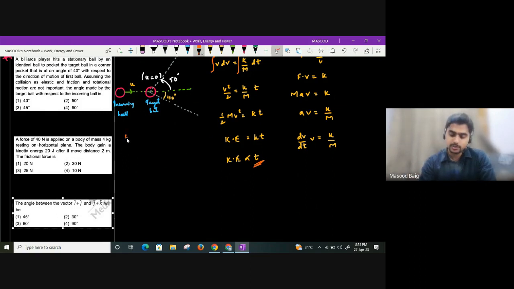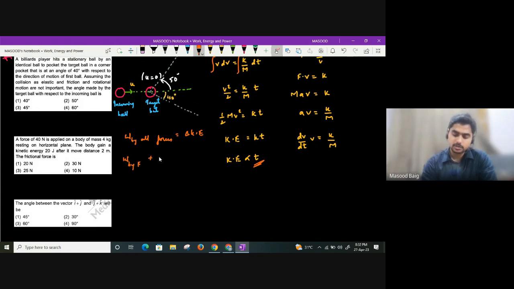So what I can use, beta? Work done by all forces will be equal to what? Change in kinetic energy. So I can say work done by the applied force as well as the work done by friction should be equal to what? Change will always be final minus initial. So what is the work done by the applied force? It is a constant force and the object is moving by a distance 2 meters, guys. So this you can write it as 40 into 2 plus work done by friction.